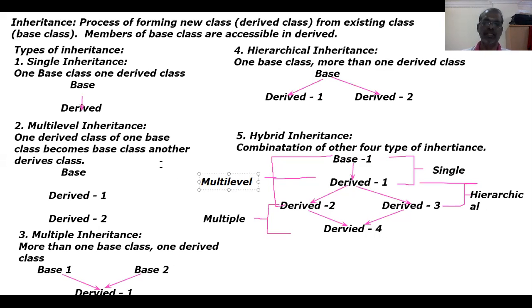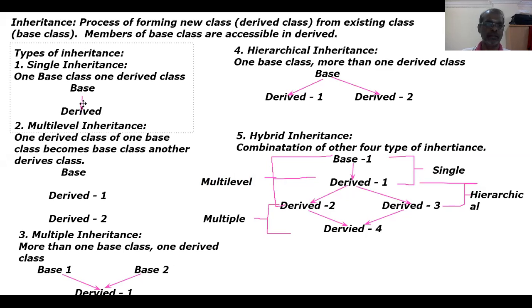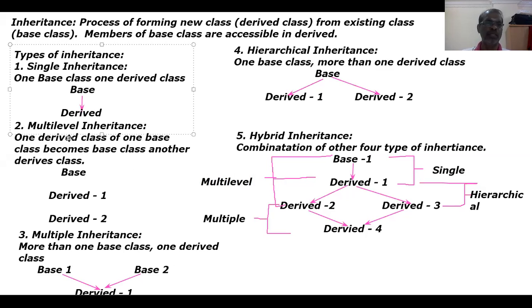Okay, now let me read out. Inheritance is the process of forming a new class from the existing class. Members of the base class are accessible in the derived class. There are 5 types. Single inheritance, one base class, one derived class. Multi-level inheritance. One derived class of one base class becomes base class for another derived class.